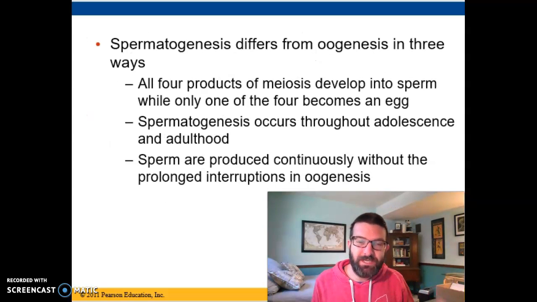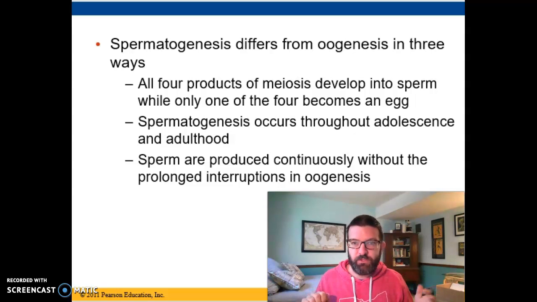In addition to continuous production, spermatogenesis also occurs longer into adulthood. So women will have a point where menstruation stops, right? Men can have that too, where they stop producing sperm, but it usually happens at a very old age.